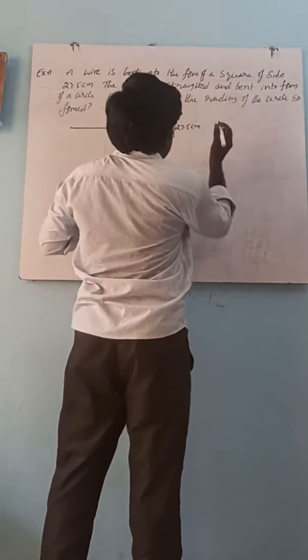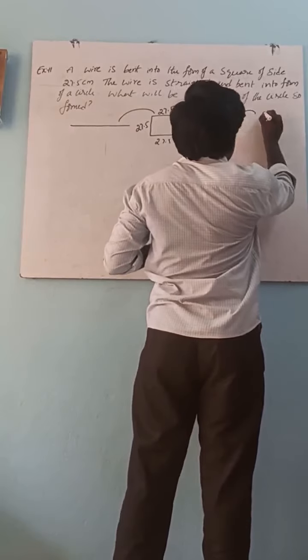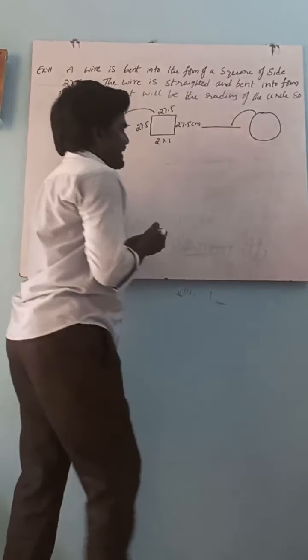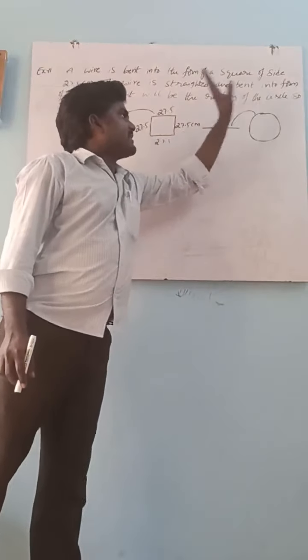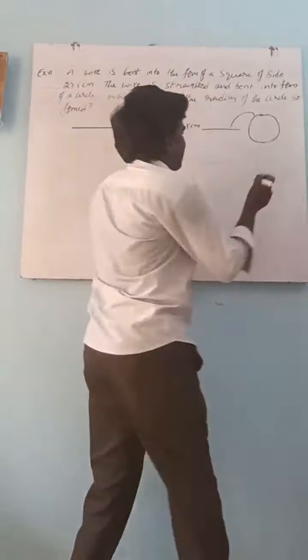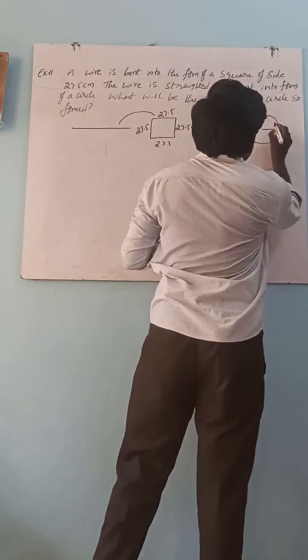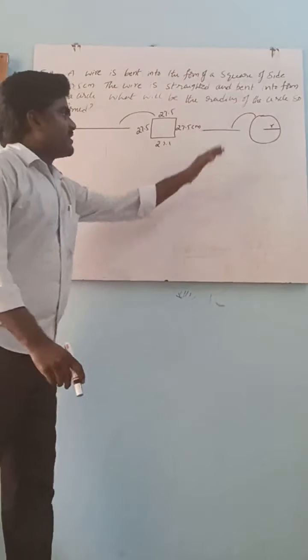Again, this wire is straightened. Again, this wire is changed in the form of a circle. What will be the radius of the circle? They are asking for the radius of the circle. How can we find the radius of the circle?